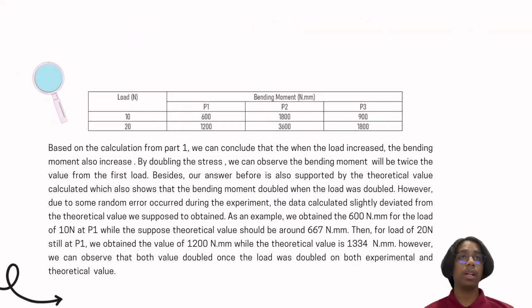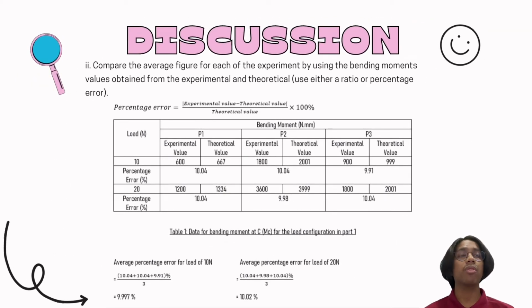For the second part, we are asked to compare the average figure for each of the experiments by using the bending moment values obtained from the experimental and theoretical. Use either a ratio or percentage error. We have decided to use percentage error. The formula is modulus of experimental value minus theoretical value, modulus, divided by theoretical value, times 100%.